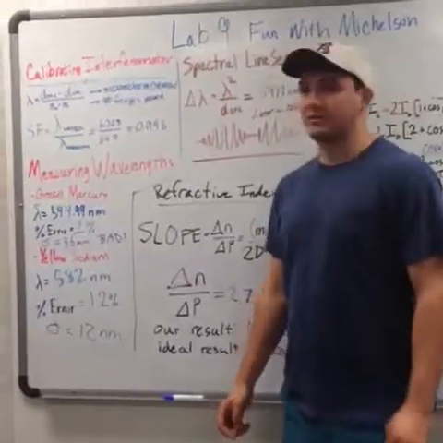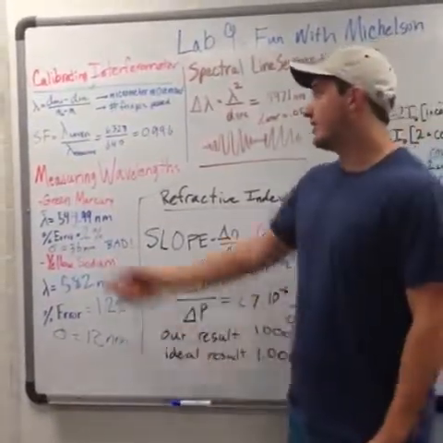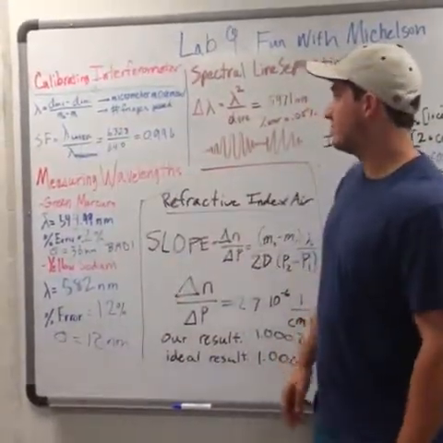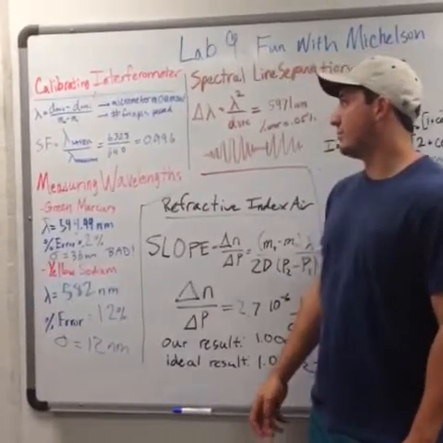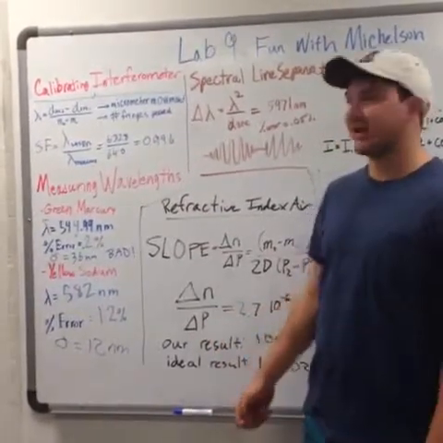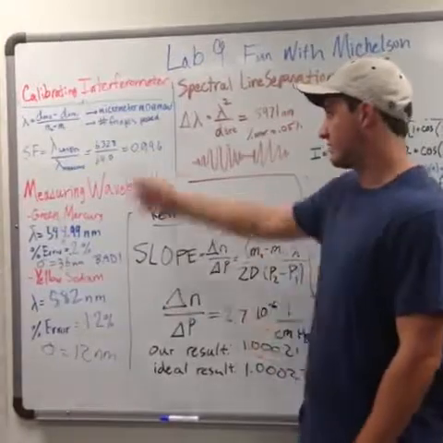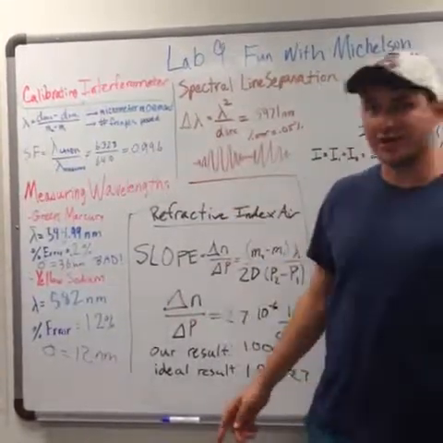First, we had to calibrate the interferometer. We did this by calculating a wavelength by looking at the difference of the micrometer movement versus the number of fringes that passed and comparing it to a known wavelength in order to get a scaling factor to use for the rest of the lab.